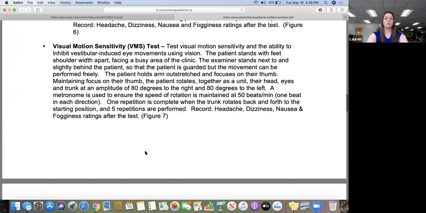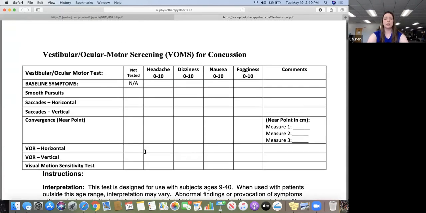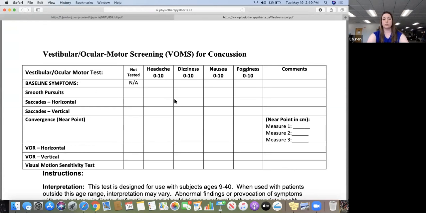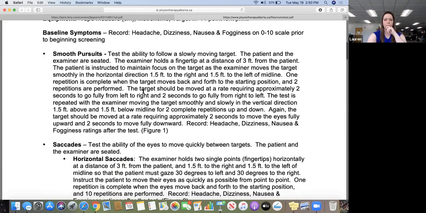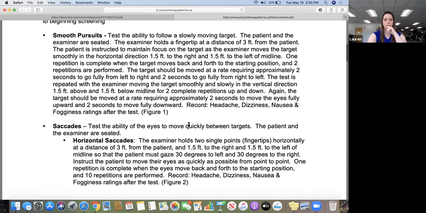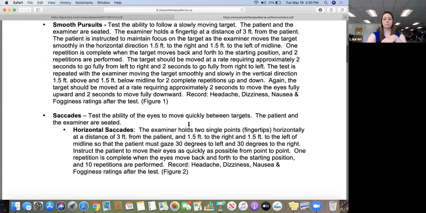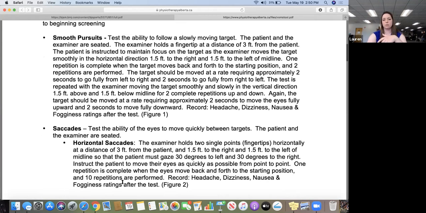So as it goes through the VOR testing, first off, we want to get those baseline symptoms, record baseline for headache, dizziness, nausea, and that mental fogginess. And then each test, so smooth pursuits, just the ability to, if you have your fingers on either side, have them bring their eyes back and forth. There's a time frame for how long to test, but you're looking for 10 repetitions side to side.